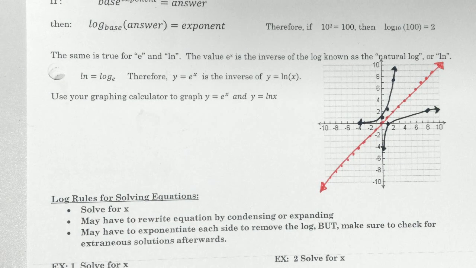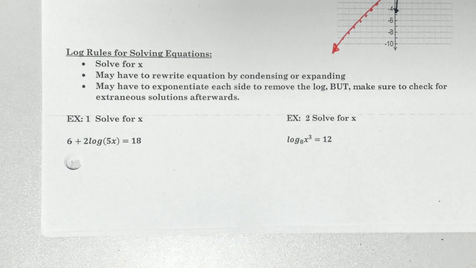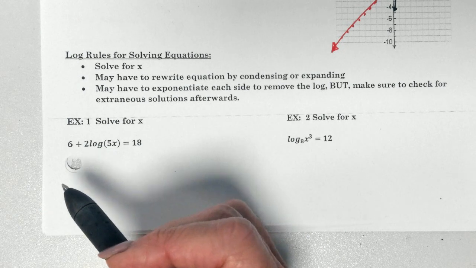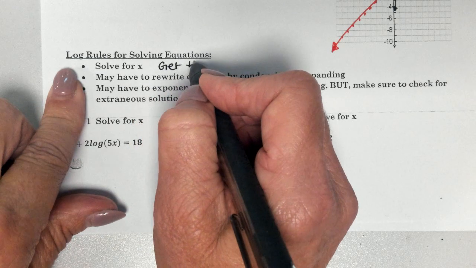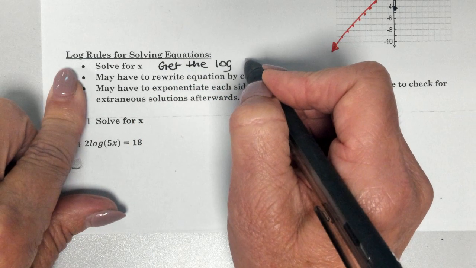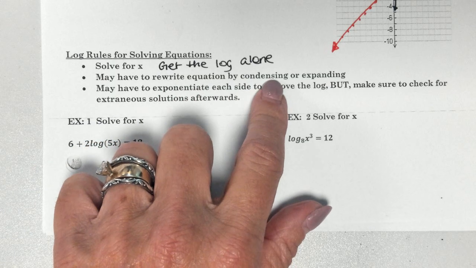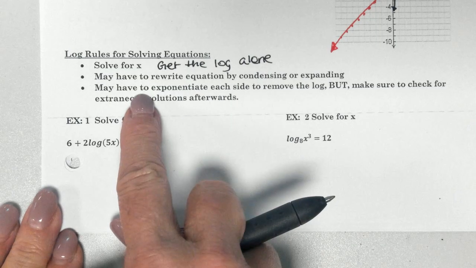All right, let's take a look now at our log rules for solving equations. Just like any algebra equation, we're trying to get the variable by itself. So what we're going to be doing is getting the log term by itself. We're solving for x. Get the log alone. So get the log term all by itself. Sometimes you might have to condense or expand in order to do this. Condensing and expanding is what we were covering yesterday, so we can't forget those rules that we were using.